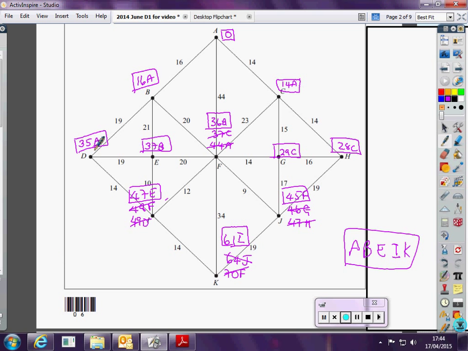So she's on 35, and then from here, really by inspection, you can see that the quickest route is going to be down here and down here. So you're going to add 28, which gives you 58, which gives you 63. So that would be the shortest route.